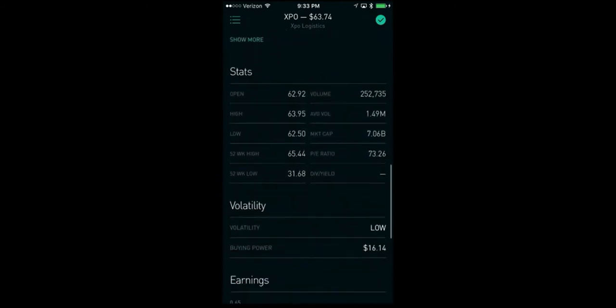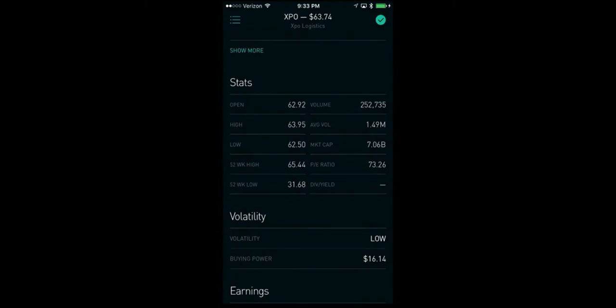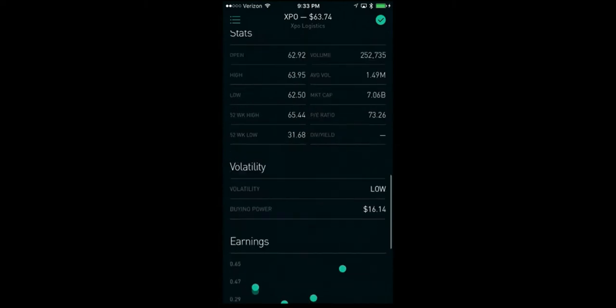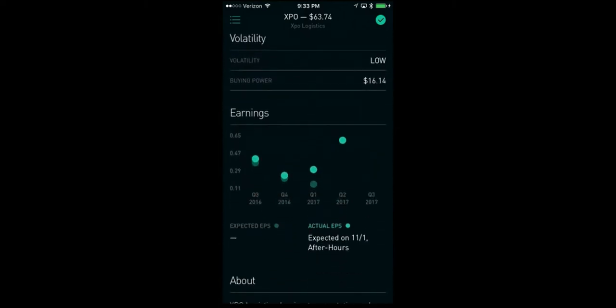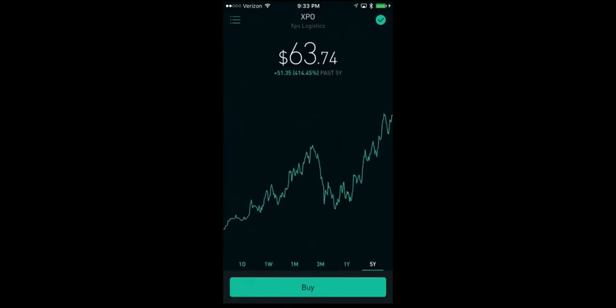So it's one of those things in time. Companies like this will supply a dividend. I think it's pretty typical. So as you can see, the 52-week low was 31.68, and it's up to 63.74 at this time. Low volatility and earnings, you know, above expected. So all of these stocks I plan to hold for the long term. And of course, I'm really going to rely on the dividends to increase over time and keep reinvesting those as well.